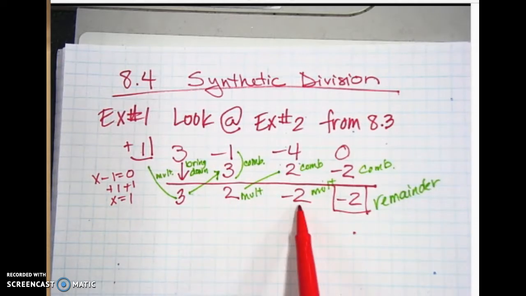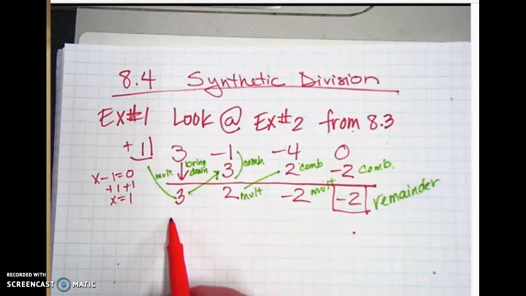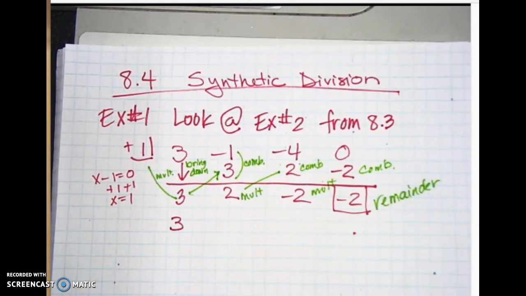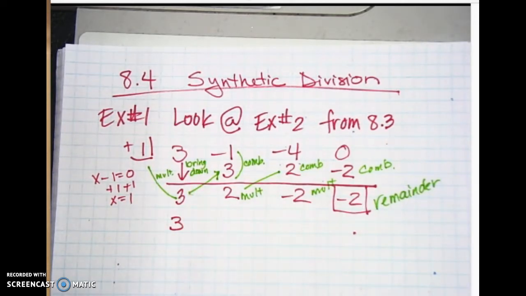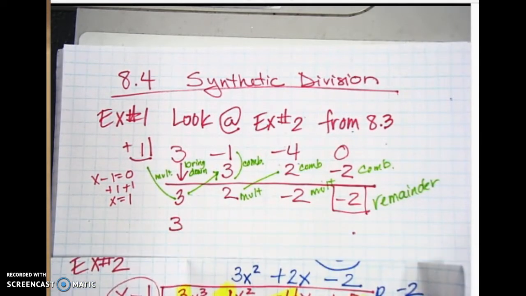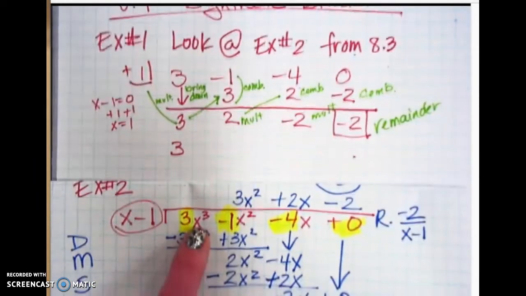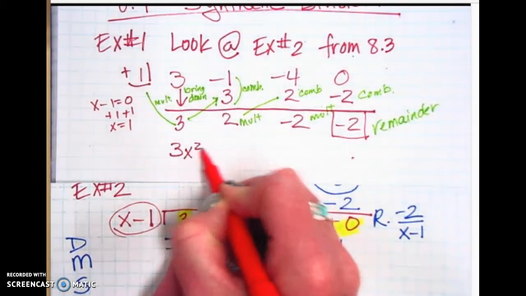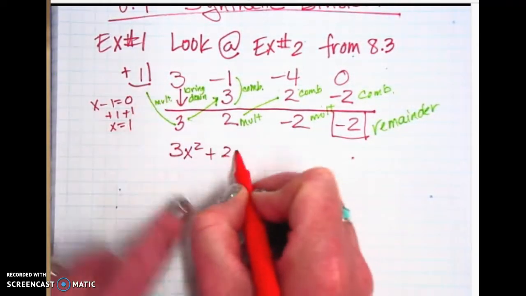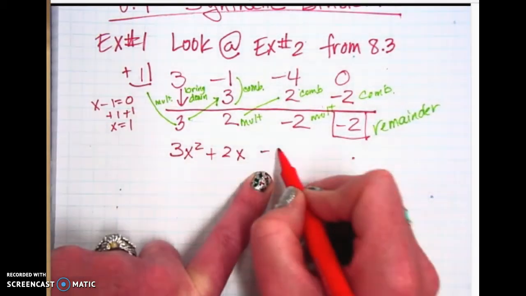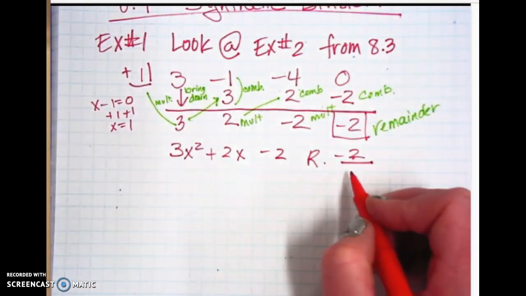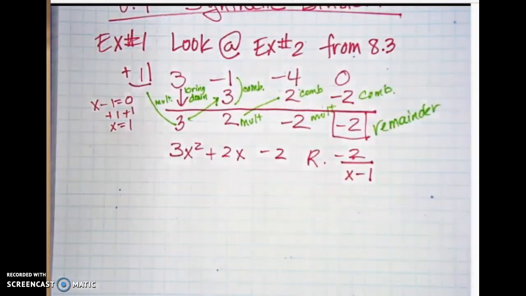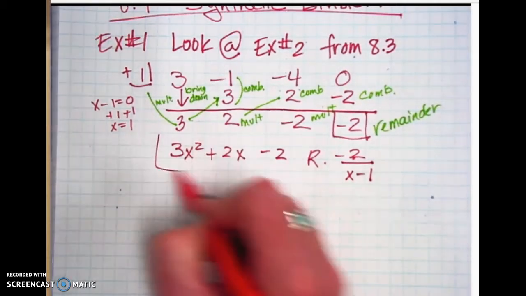The 3, the 2, the -2, these become your coefficients of your answer. So, well, let me show you what we started with. We started with 3x to the 3rd, so you actually just need to subtract 1 from that exponent. So this is going to be 3x to the 2nd plus 2x to the 1st minus 2, remainder of -2 divided by x minus 1. Okay? And that's your answer.